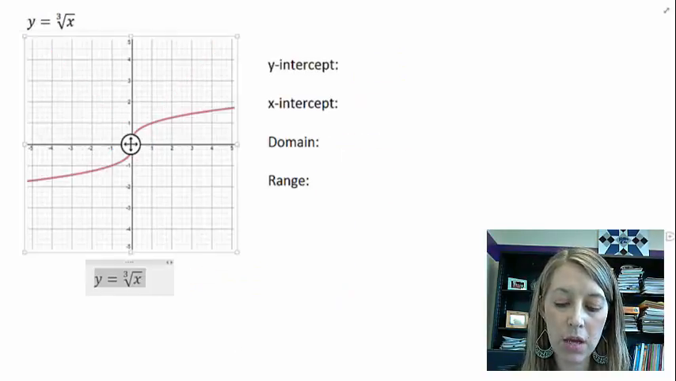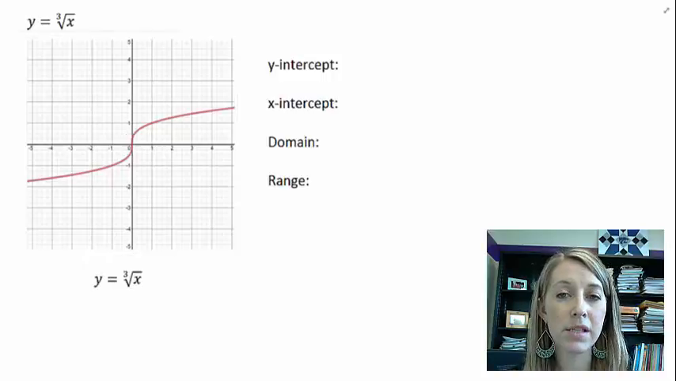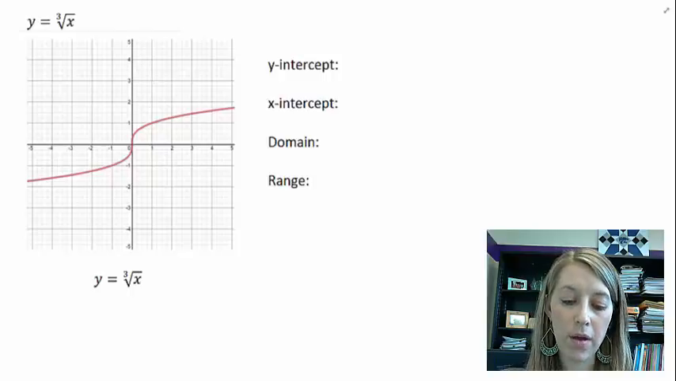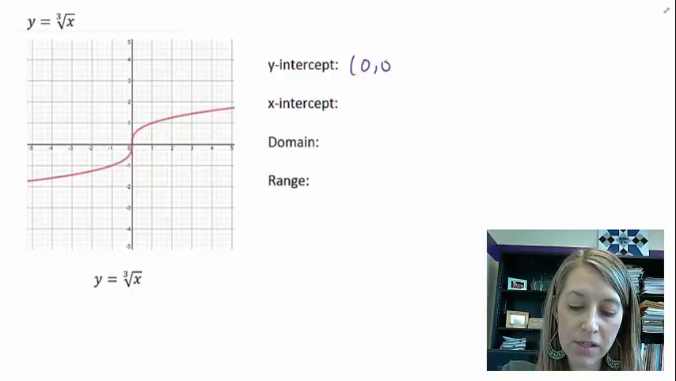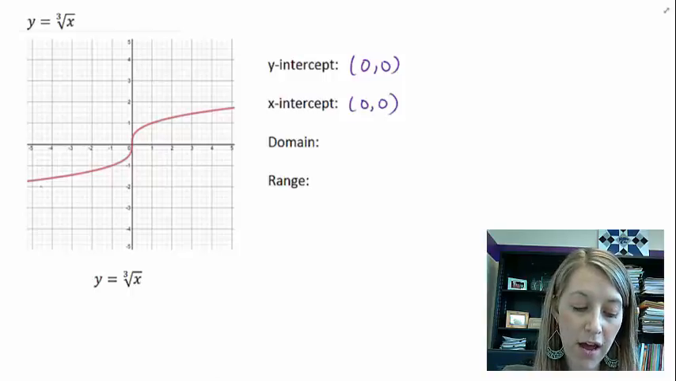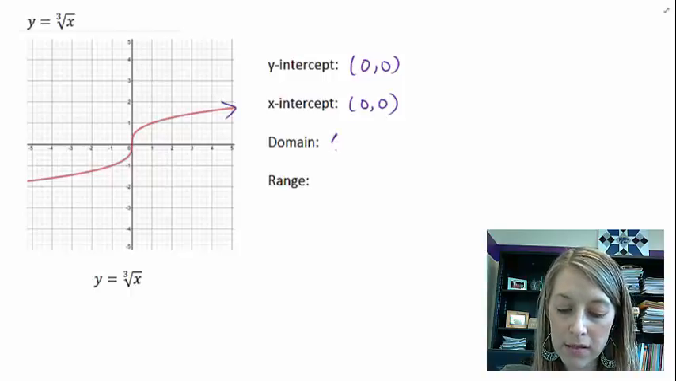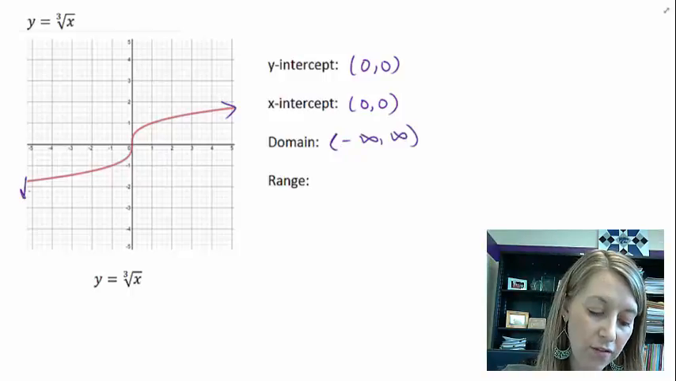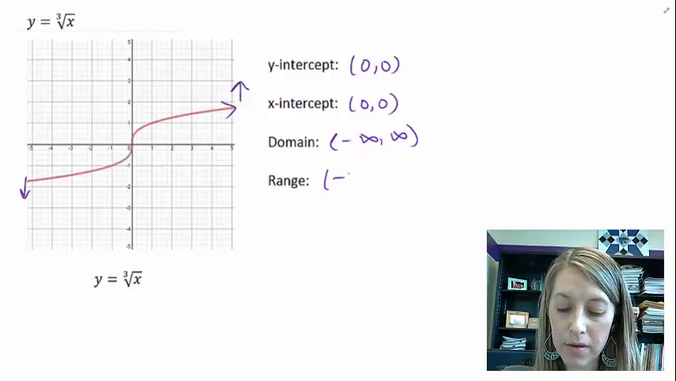And the last one, y equals cube root of x. Pause the video and work on it yourself. Okay, y-intercept, x-intercept, origin again. Domain goes forever left, forever right. And range, it goes forever down and forever up.